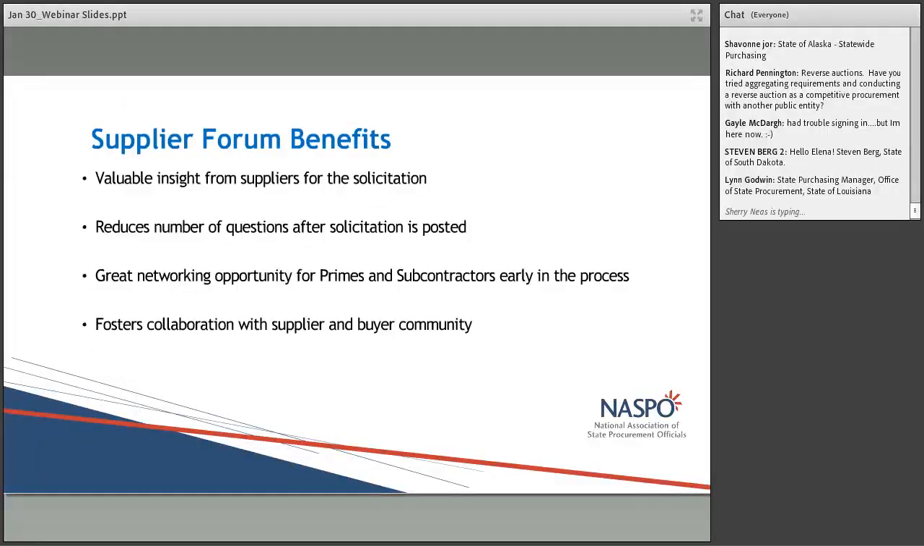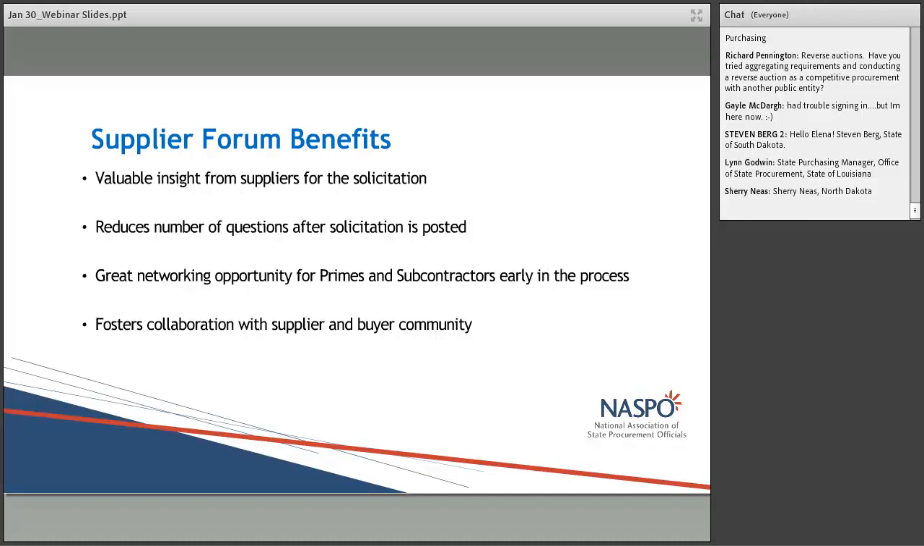So moving to the next slide, we found overall there are many, many benefits. One is we're getting valuable insight from the supplier community on our solicitation that we're working on. It has reduced the number of questions that come in after the solicitation is posted because we've gotten the supplier's perspective on the front end. It's a great networking opportunity for the primes and subs early enough in the process.